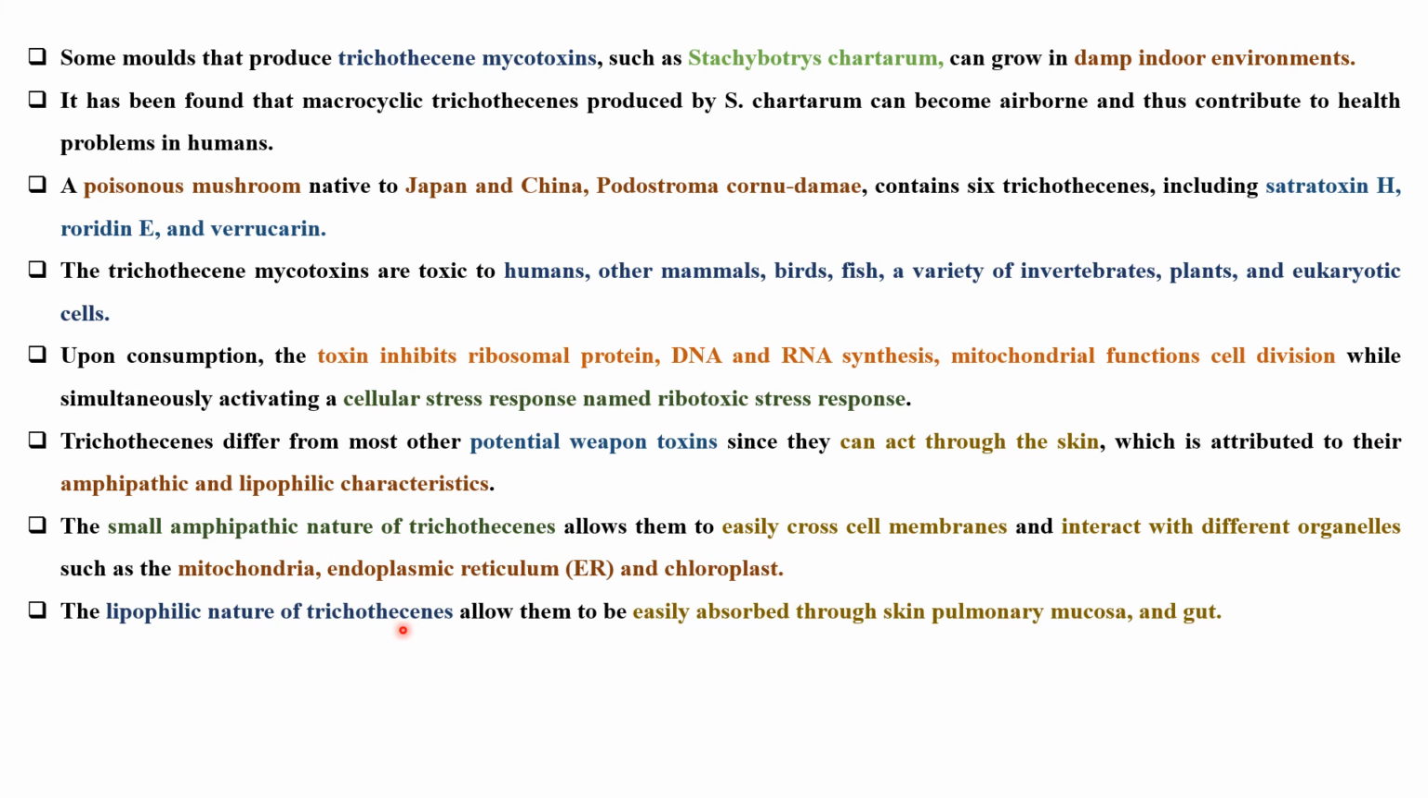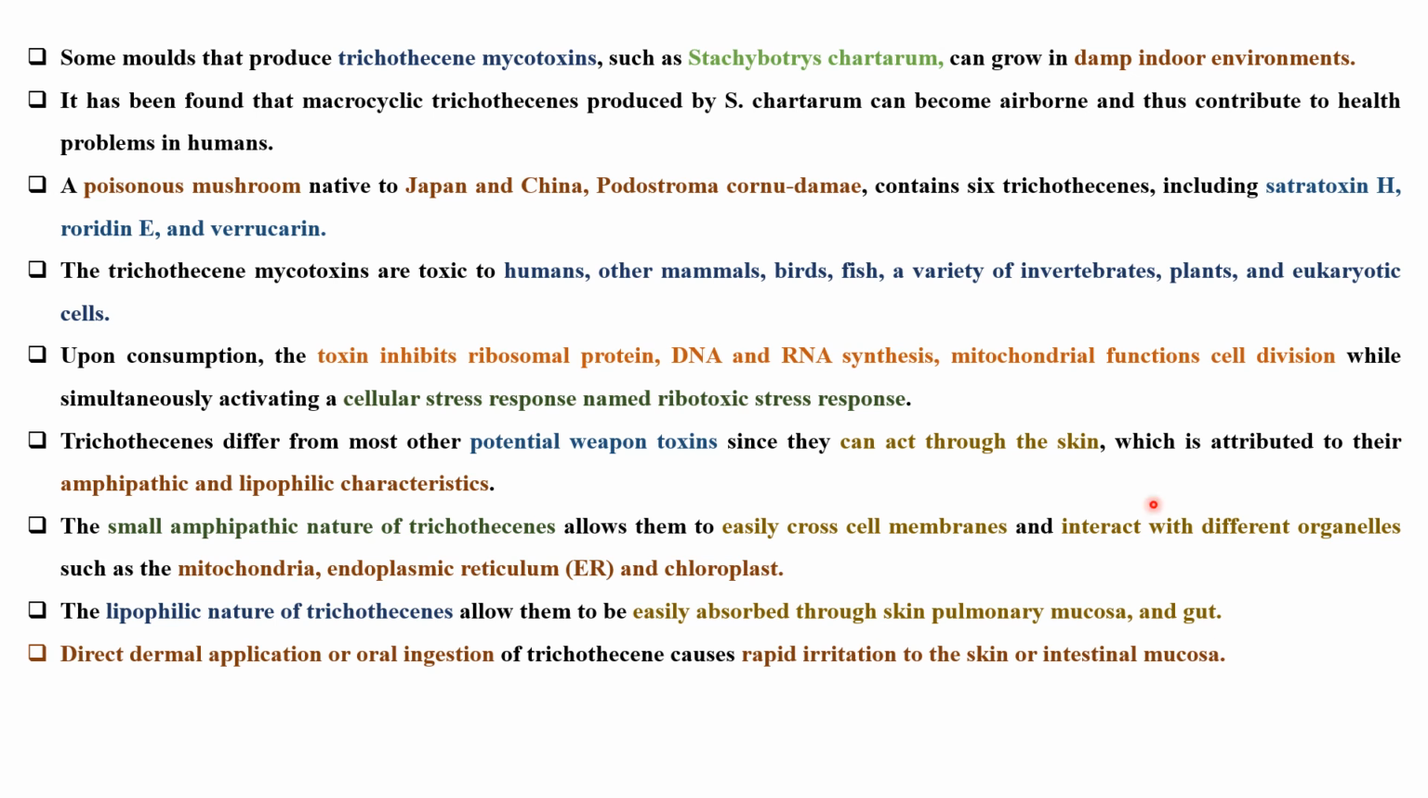The lipophilic nature of trichothecenes allows them to be easily absorbed through skin, pulmonary mucosa, and gut. You have to understand here that because of its lipophilic nature, it is able to cross the phospholipid bilayer, able to cross the dermal layer, able to cross the various cell layers, linings of the lung, able to reach the pulmonary lung mucosa and also the stomach, gut. Direct dermal application or oral ingestion of trichothecene causes rapid irritation of the skin and intestinal mucosa. Certain times irritation is also a major adverse effect with respect to exposure to a certain chemical.